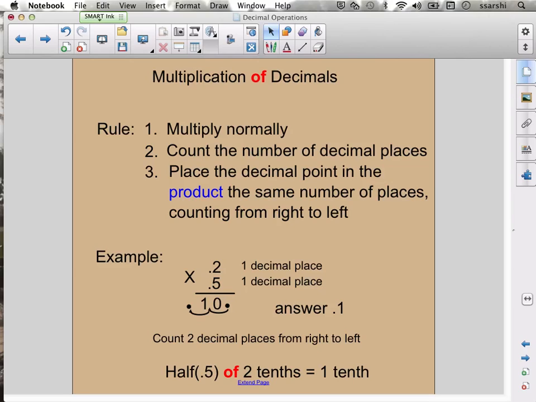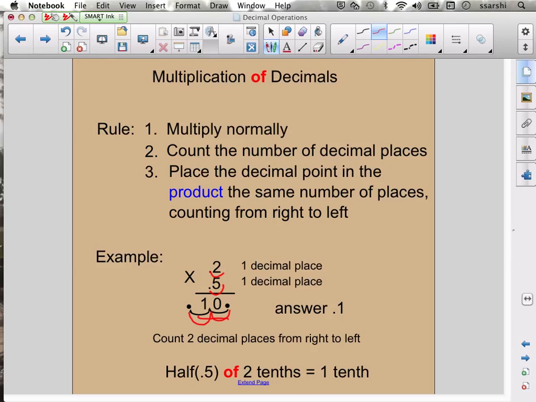So it's 2/10 times 5/10. You multiply normally. So 5 times 2 gets me a 10. I count the number of decimal places. I have 1 decimal place here, another 1 here. That's 2 decimal places. So in the answer of 10, moving from right to left, I go 1, 2, and place my point. So the product of 2/10 times 5/10 is 1/10.